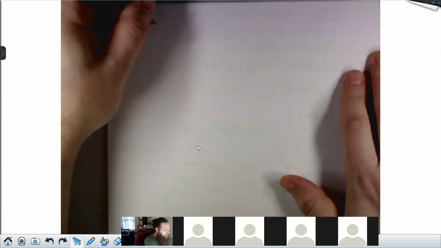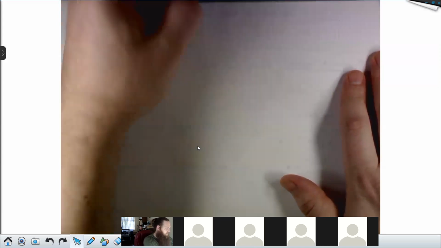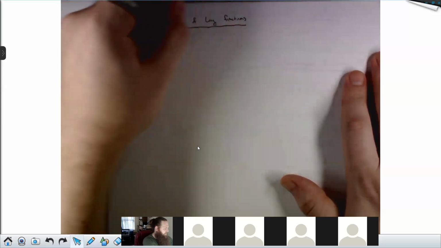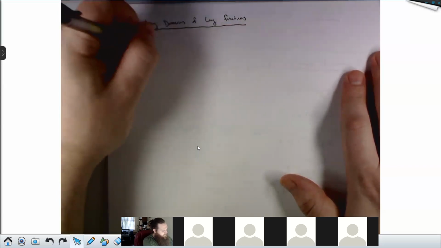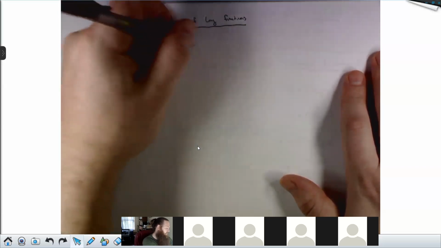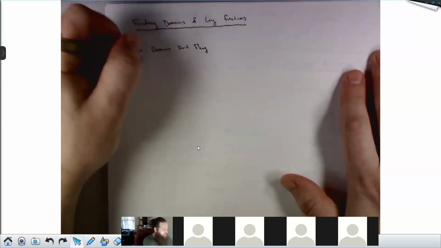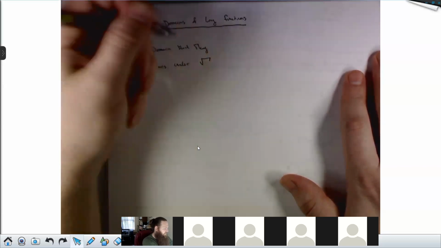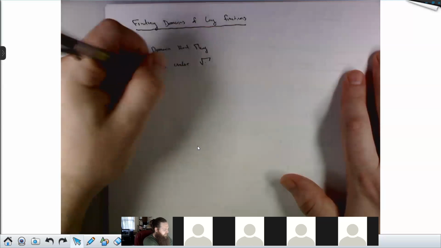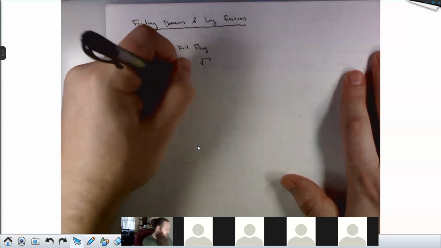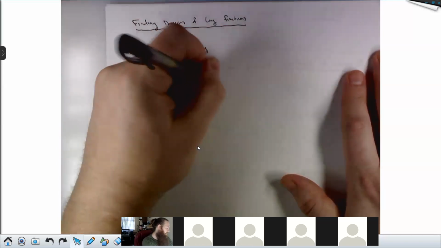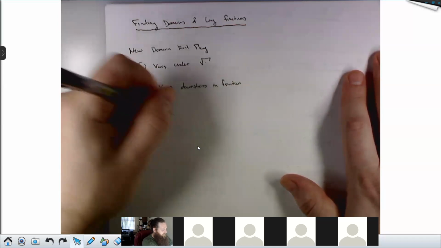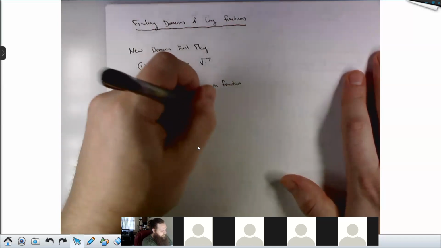Finding domains of log functions. You just need the inside to be positive. That's our new red flag. So remember, your first domain red flag is variables under an even root. Your second domain red flag is variables downstairs in a fraction. And now your third and final domain red flag is variables inside a logarithm.